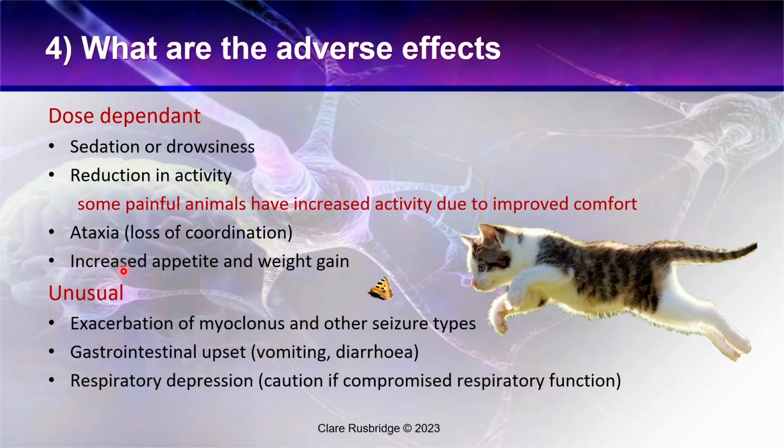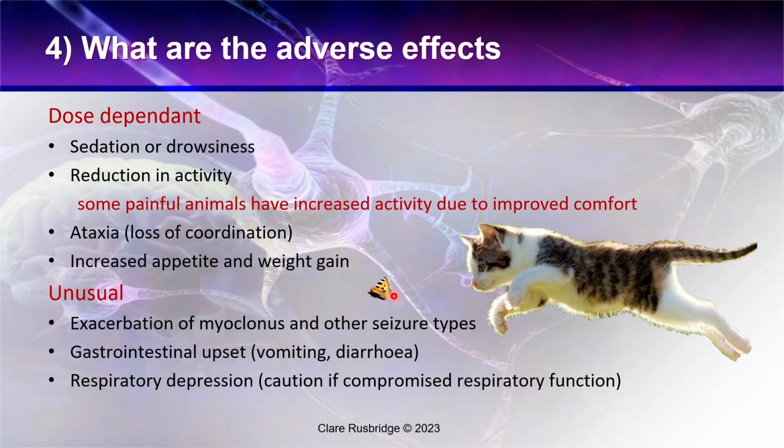More unusual adverse effects, which can actually be quite rare. You can get an exacerbation or even a cause of myoclonus. That's a muscle jerking. That's a particular note if it's a Cavalier King Charles Spaniel, because they do get an age-associated myoclonus that's unrelated to having gabapentin, but if they are on gabapentin, that might make it worse.